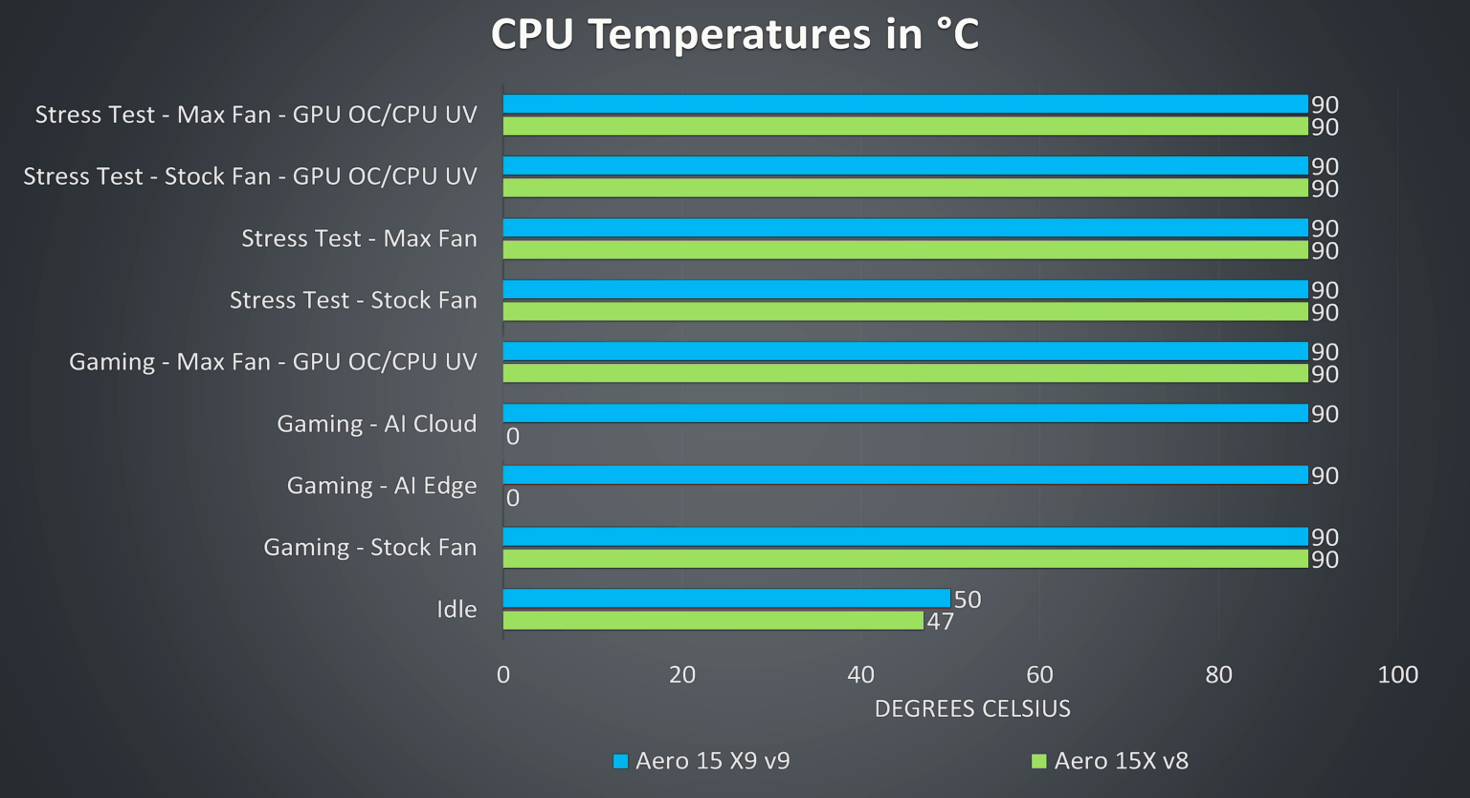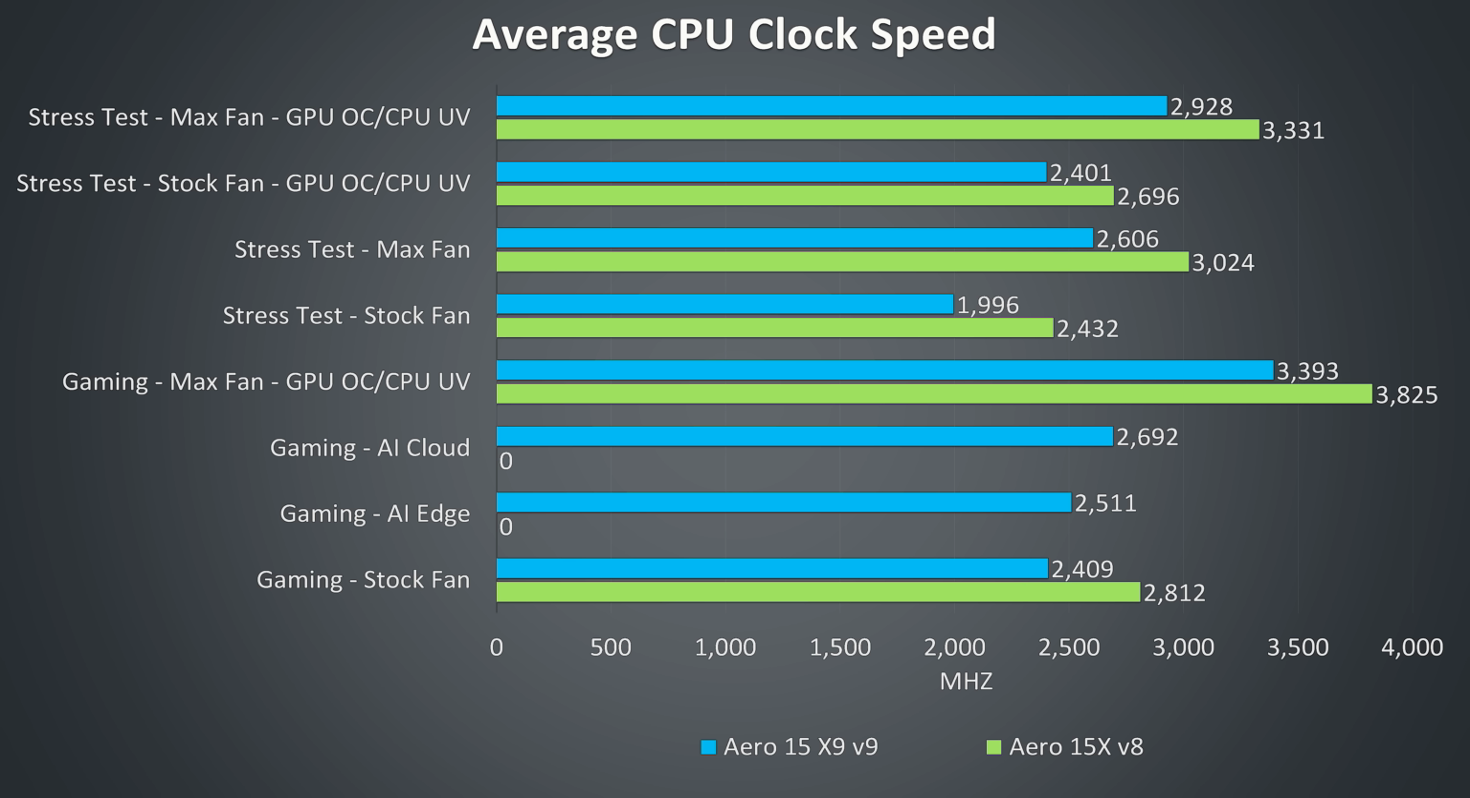In all tests, we can see that the CPU is the same temperature, except at idle where the older Aero was a little cooler. As the AI software is only available for the new RTX laptops, the 15X will always be reported as 0. These are the clock speeds of the CPU for the same tests just shown. In all tests, we can see that the older Aero 15X, shown by the green bars, was getting higher clock speeds in this combined test.